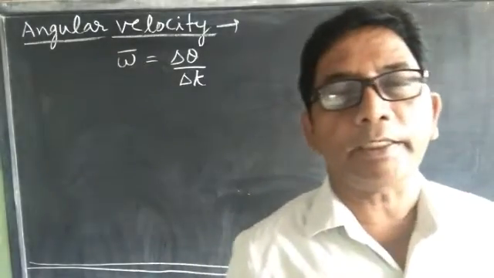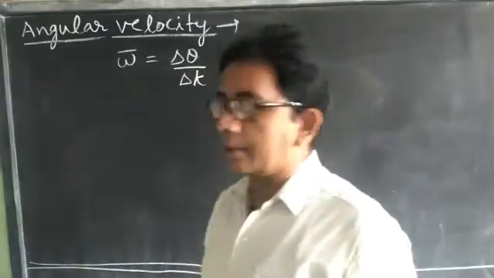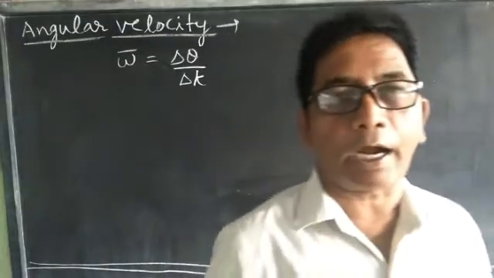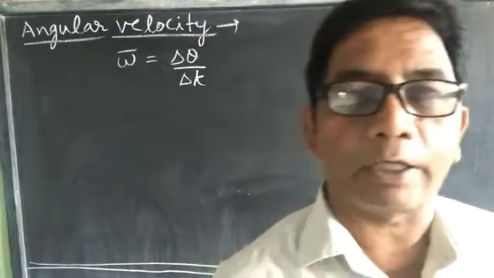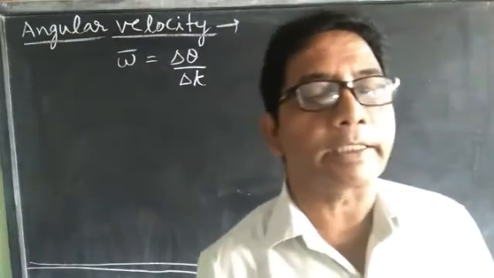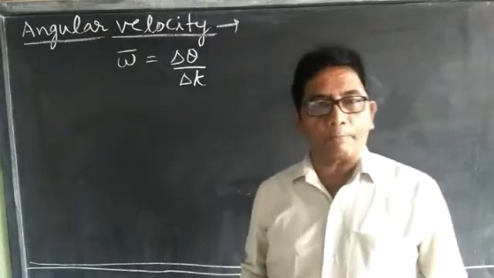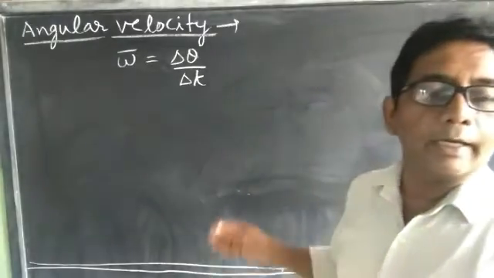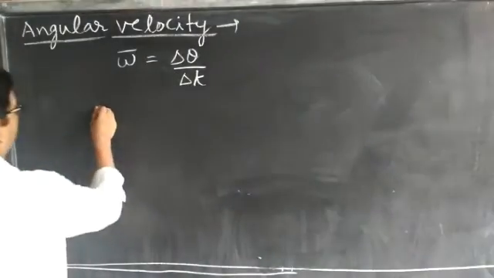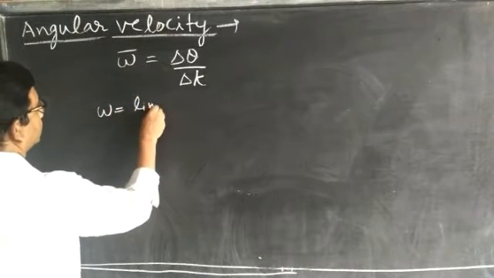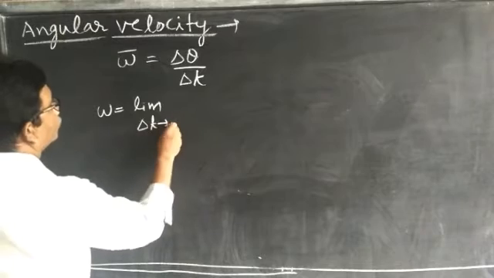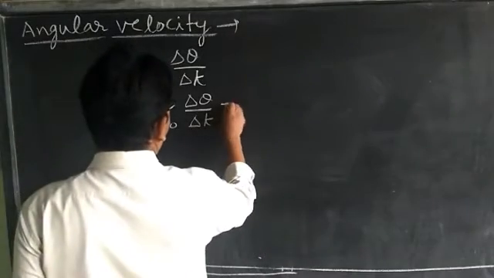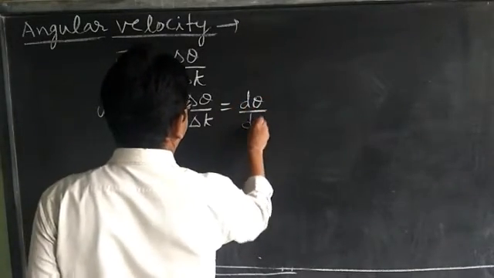If we take the time interval delta t tends to 0, then the limiting value of average angular velocity is called instantaneous angular velocity, and it can be written as omega is equal to limit delta t tends to 0 of delta theta upon delta t. This is equal to d theta upon dt.